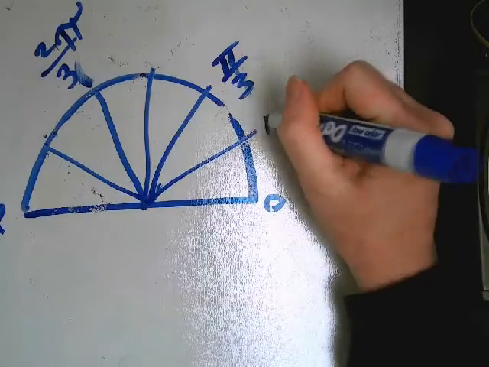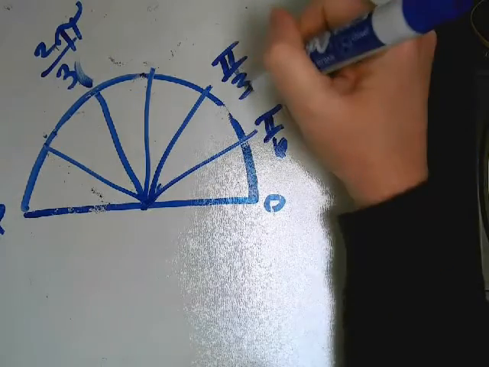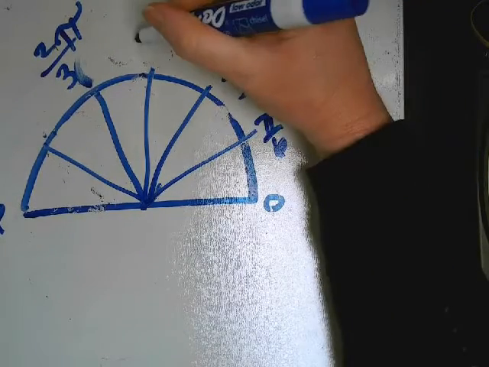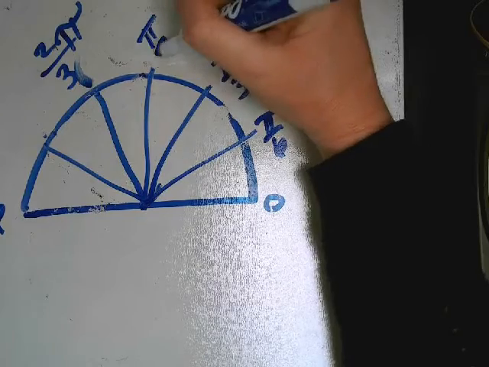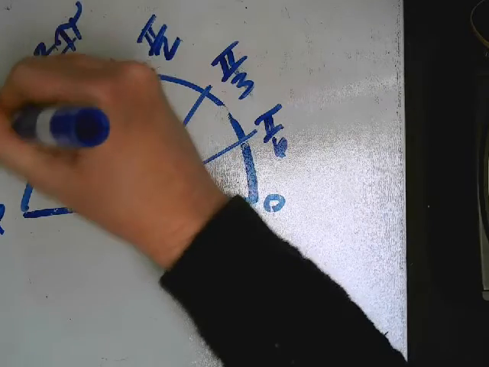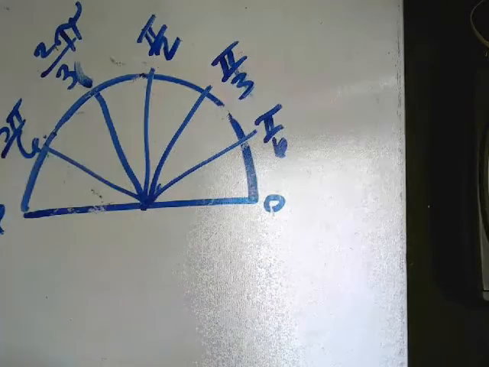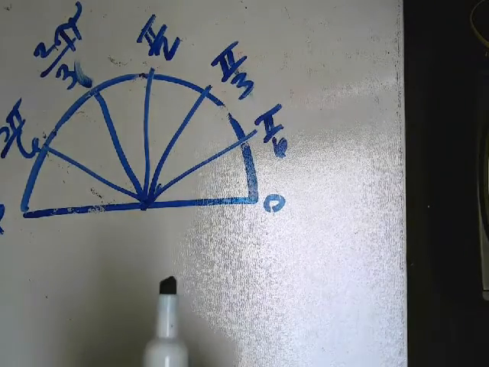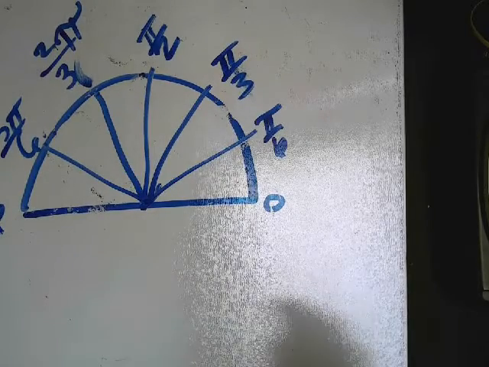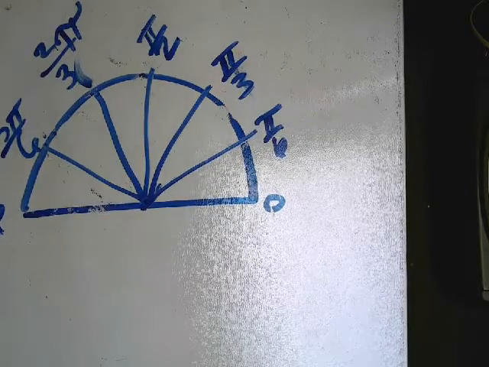So this is pi over 6. This is 2 pi over 6, which is pi over 3. This is 3 pi over 6, which is pi over 2. 4 pi over 6, 5 pi over 6. It's just geometry. And this one is a whole 6 pi over 6, right? Everybody's good? Awesome. Okay, so now after this, we keep going.